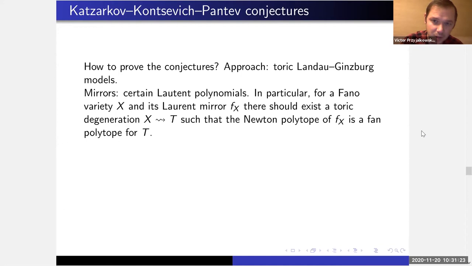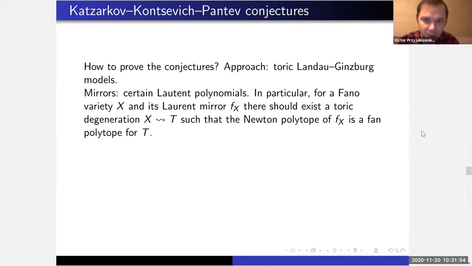So in short, a toric Landau-Ginzburg model is just a Laurent polynomial in n variables, where n is the dimension of a Fano variety. We consider it as a map of an algebraic torus to the complex numbers, to a Fano line. And this is our Landau-Ginzburg model, so this is our family. So the total space will be an algebraic torus, and thus the superpotential is just a Laurent polynomial.